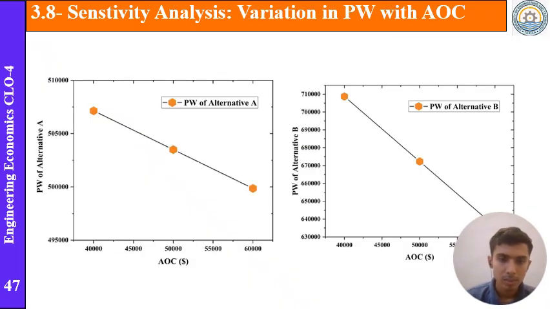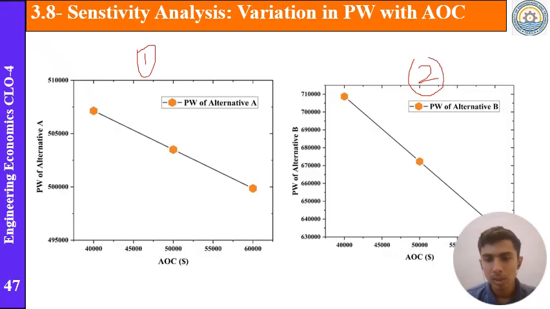So here are the results of my sensitivity analysis. I varied the annual operating cost for both of the projects and looked at its effect on the present worth. The very first figure represents the annual operating cost variation on present worth for the semi-operated line, and the second figure represents the present worth of the robotic arm with the variation of annual operating cost.